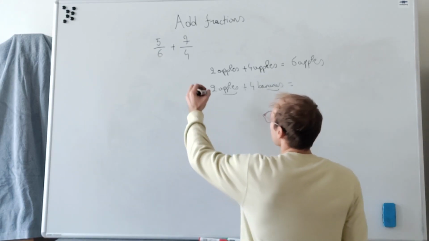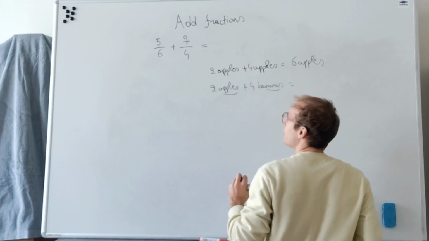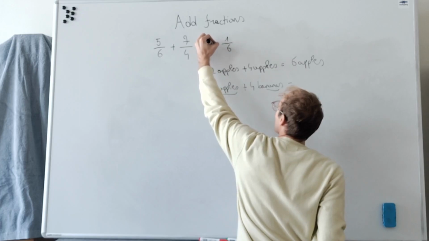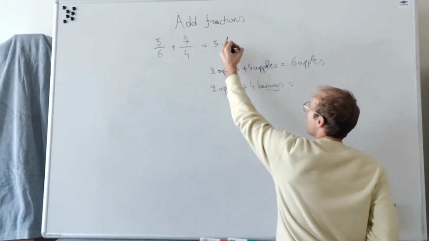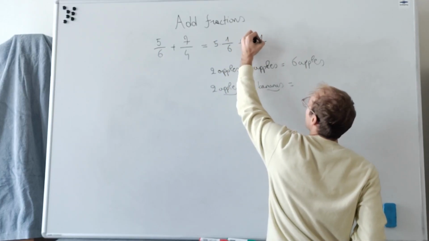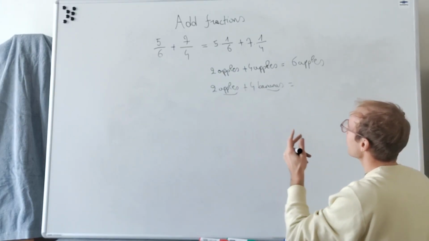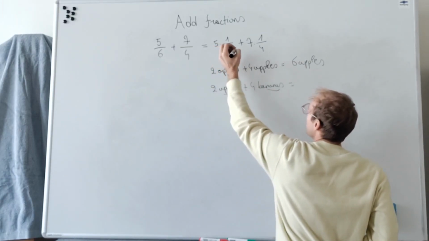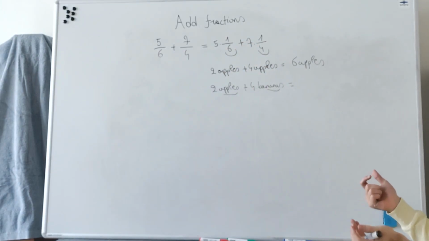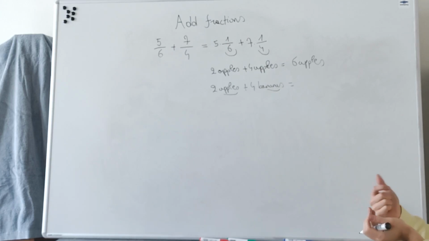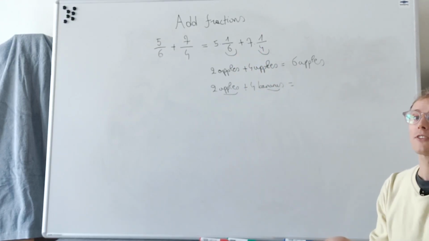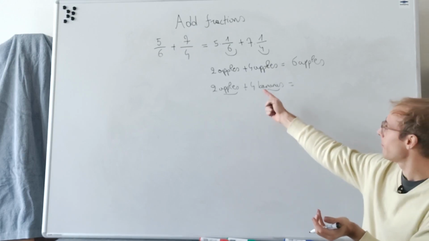because 5 divided by 6 is exactly the same as 1 divided by 6, and doing this 5 times, plus, for 7 out of 4, this is 7 times 1 out of 4. So we are trying to add a number of times 1/6 plus a number of times 1/4, but they're not the same, so we cannot really do anything, right? So the idea is to change these representations so that we do get something which is the same, like we did for apples and bananas.